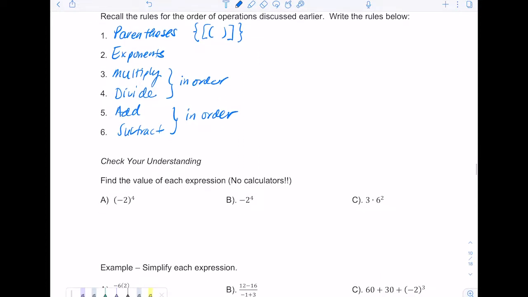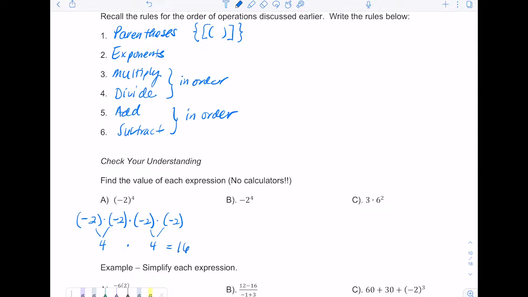So take a few seconds to try the check your understanding problems and see if you remember how to work those out. So in letter A, we've got -2 in parentheses to the fourth power. So remember, that just means we're going to have -2 times -2 times -2 times -2. And we can multiply 2 at a time. So -2 times -2, that gives us 4 times 4, which is 16.